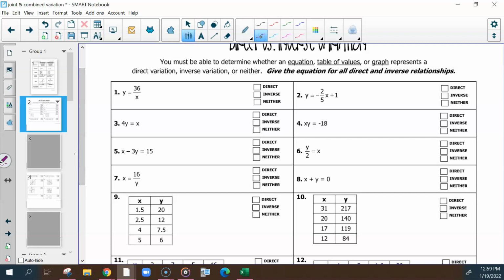So for number 1, would this be direct, inverse, or neither? Inverse. Number 2, would this be direct, inverse, or neither? Are you sure? It looks like it's direct, but does it have a y-intercept of 0? No. So this would be neither.